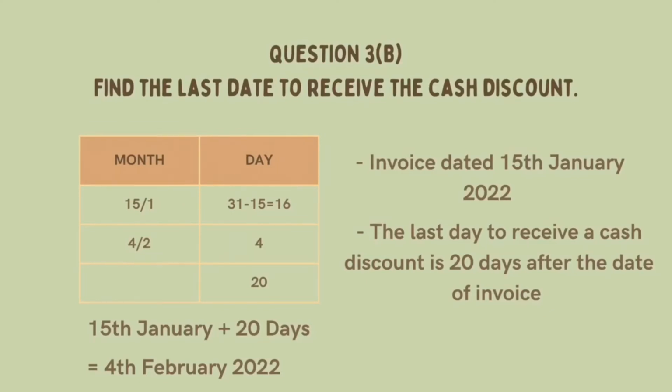We just have to add 20 more days from 15th January 2022 to know the last date to receive the cash discount. So by adding up 20 days from 15th January, we will get the answer, which is 4th February 2022.